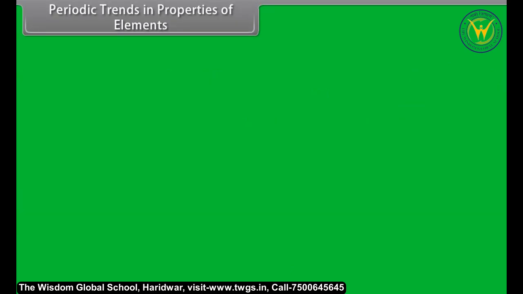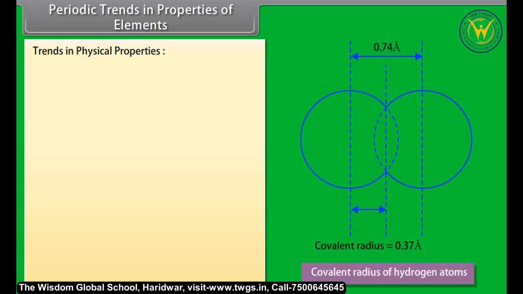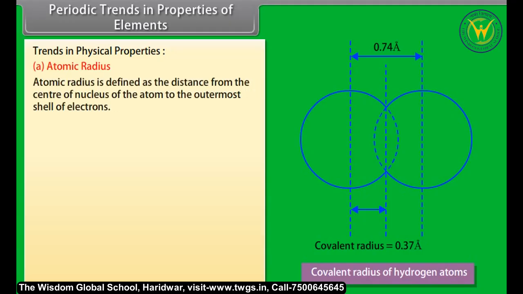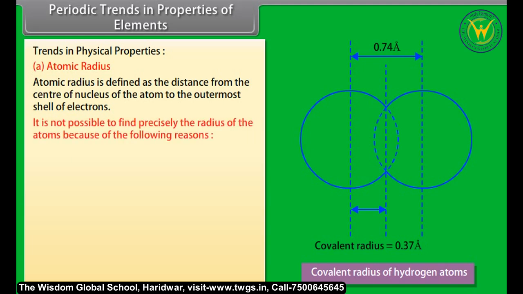Periodic trends in properties of elements. Trends in physical properties. A. Atomic radius. Atomic radius is defined as the distance from the center of the nucleus of the atom to the outermost shell of electrons. It is not possible to find precisely the radius of atoms because of the following reasons.